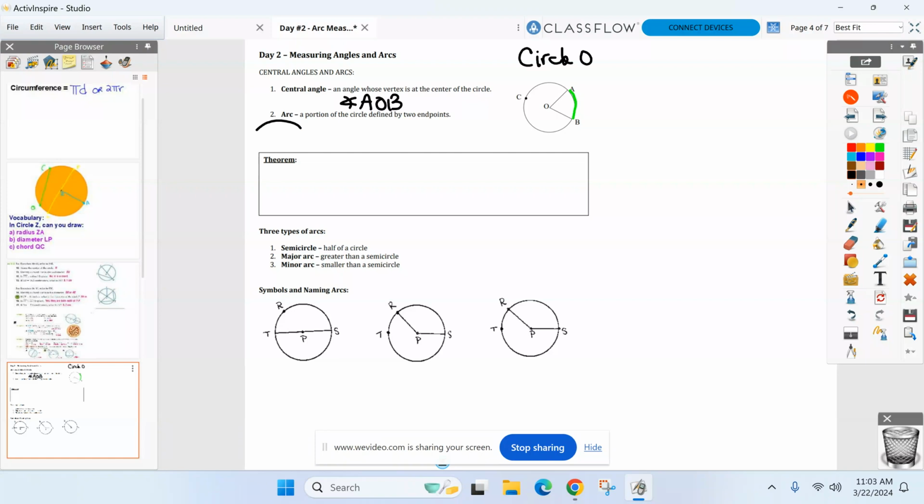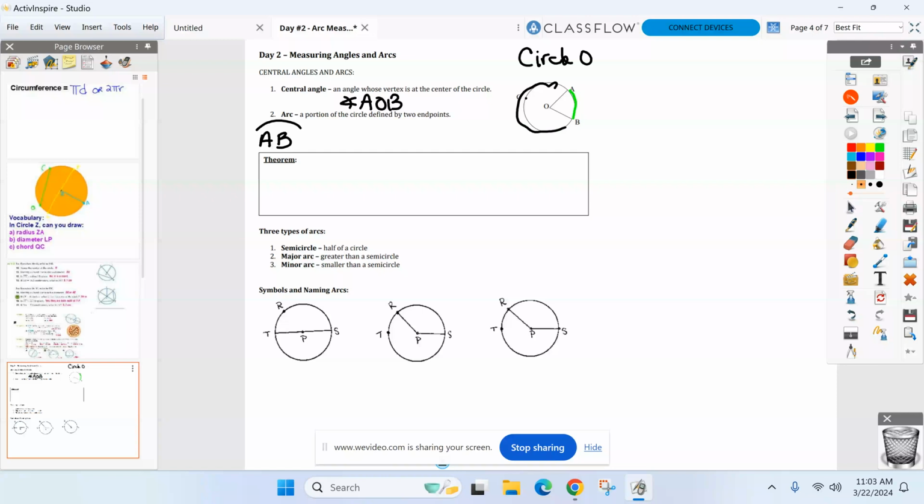Underneath the symbol are the endpoints of the arc. So the one I just highlighted up here is arc AB. Now I understand some of you in this honors math class might be thinking, wait, you write arc AB. How do you know you're talking about that one and not that other arc AB? Valid question, right?